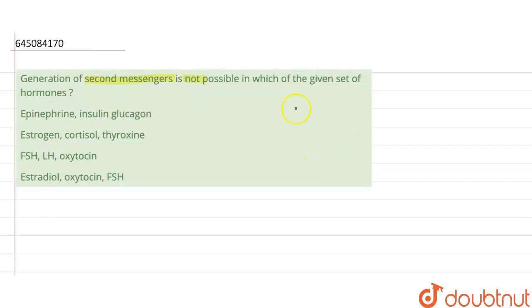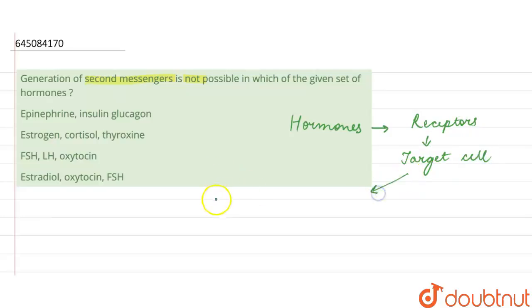Alright, so we have to tell those hormone groups here which will not produce any second messengers. Now what happens is that hormones, when released, bind to certain receptors which are present on the target cell. And they form what? They form the hormone receptor complex.